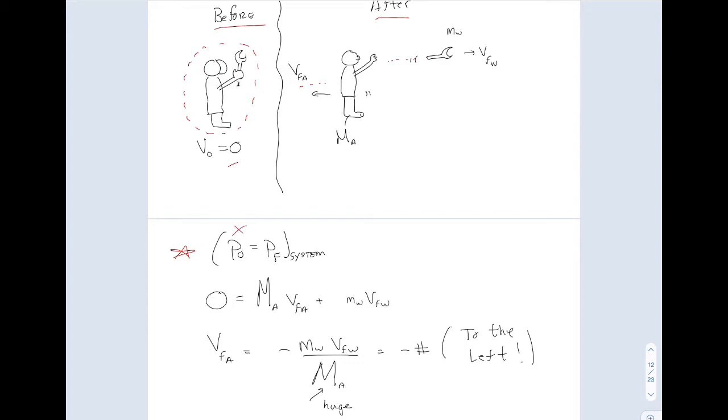Initial momentum 0. Final momentum, I have two things. I have the astronaut, right? So P final is P final for the astronaut plus P final for the wrench. So I wrote that P final for the astronaut, P final for the wrench. Remember, momentum is mv.